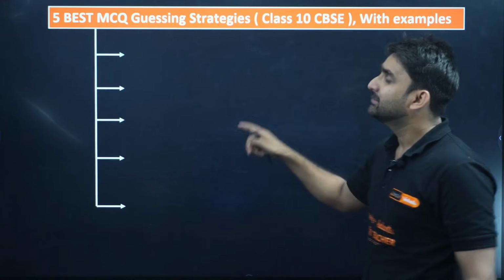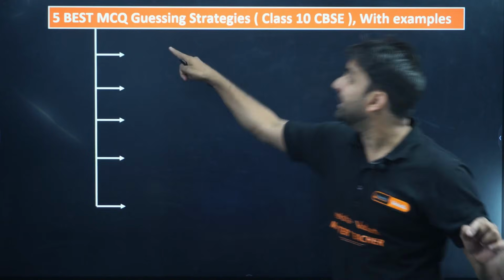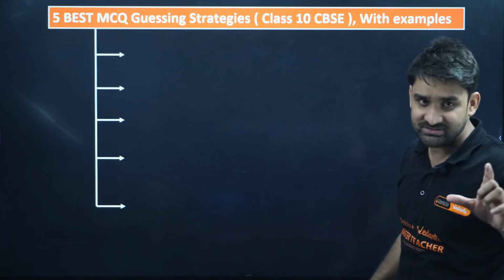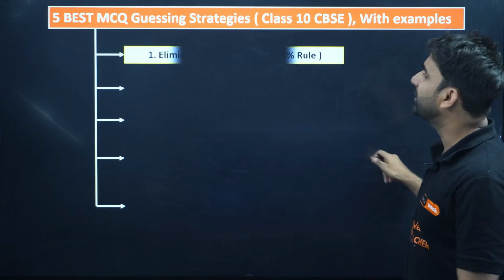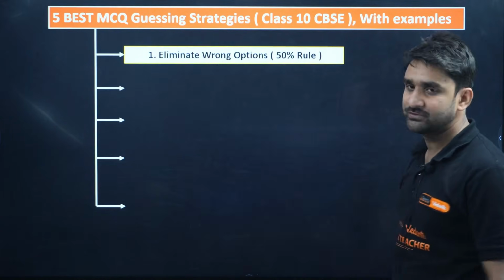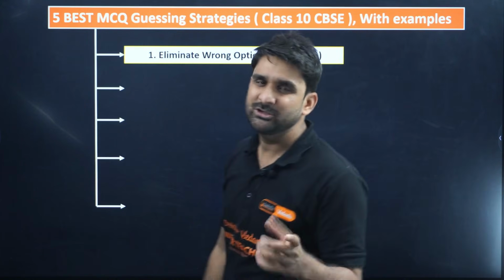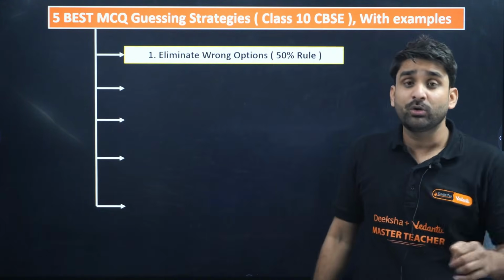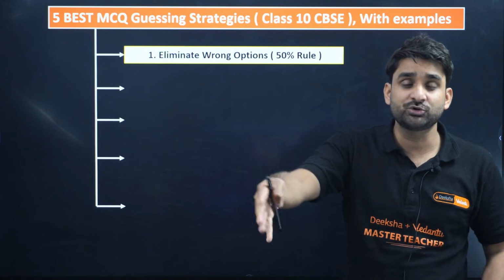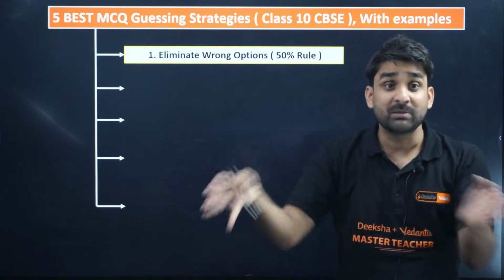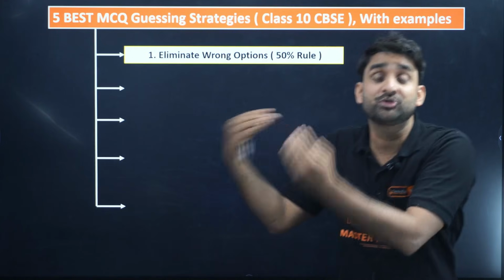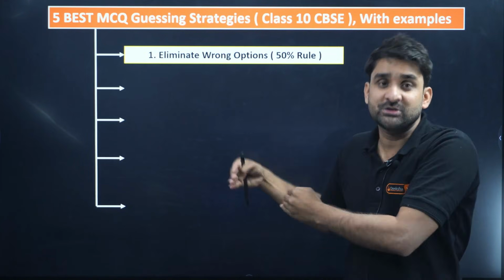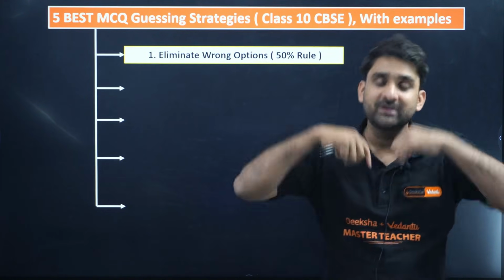So my dear, in this video I'm going to give you the 5 best MCQ guessing strategies, means tricks. The first trick is eliminate wrong options. What happens in MCQ questions is that sometimes we have to start from options. We cannot always prioritize the questions. We should not always start from questions. Sometimes we have to start from options. We have to look at the options, and according to the options we start the solution.